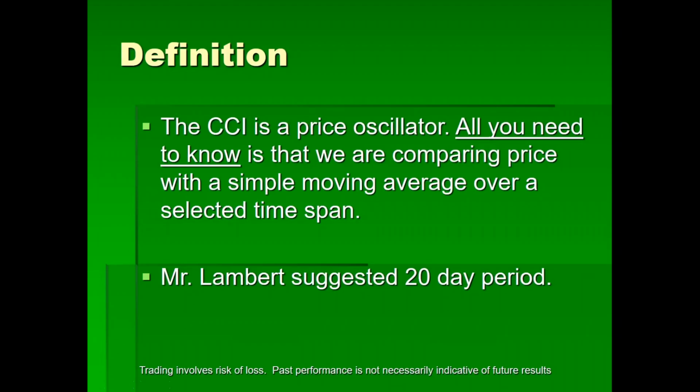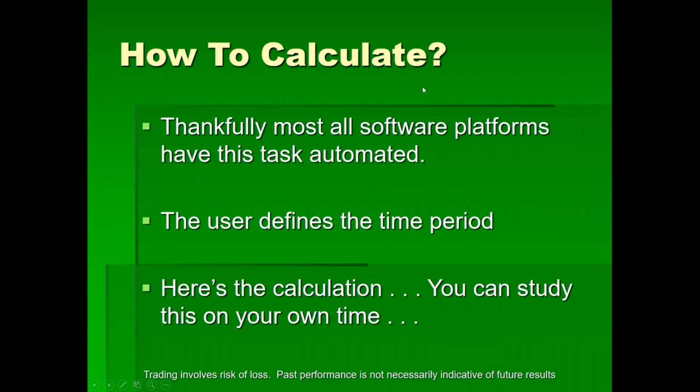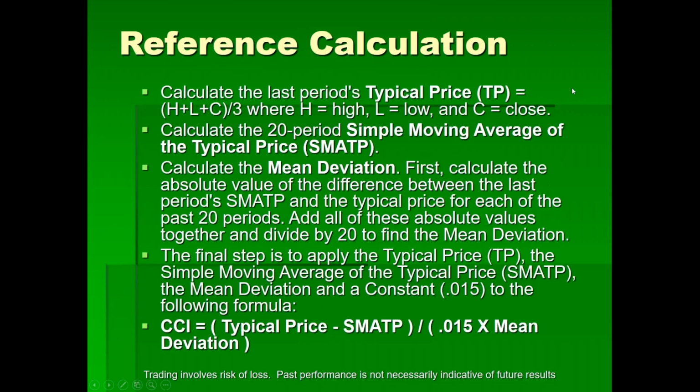The CCI is a price oscillator. All you need to know is that we're comparing price with a simple moving average over a selected time span. Mr. Lambert suggested a 20-day period. How do you calculate this? Well, you don't worry about it. The software platforms have this totally automated. You define the period. Here's a calculation. You can study this on your own time. I'm going to give you about 2 seconds to look at that. If you're really interested, you can look at the recording, freeze the frame, and study.